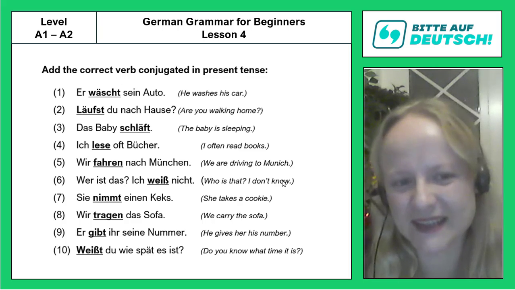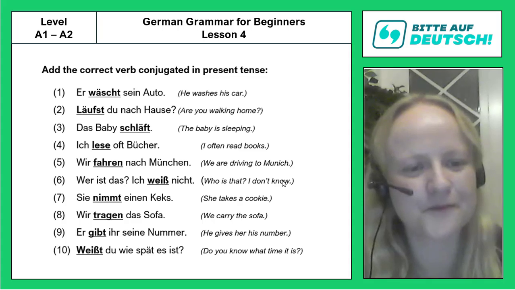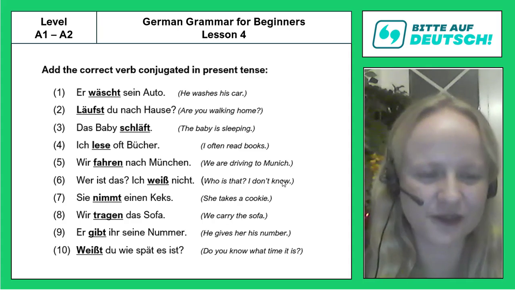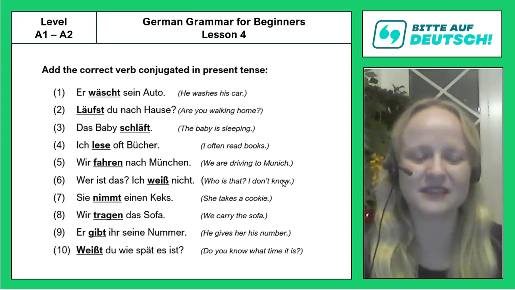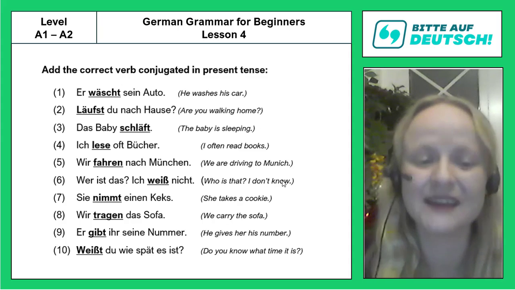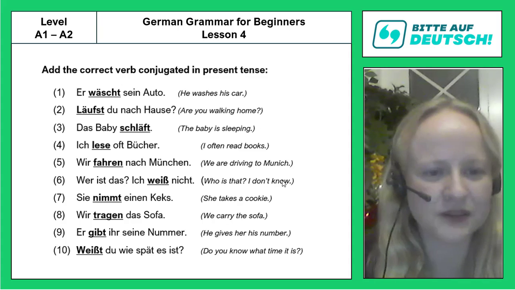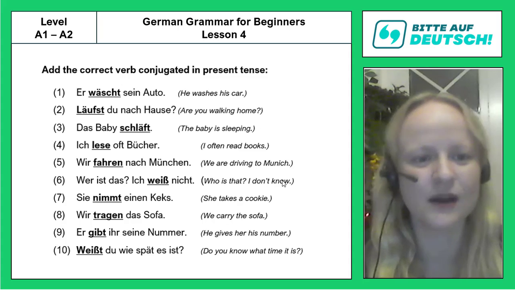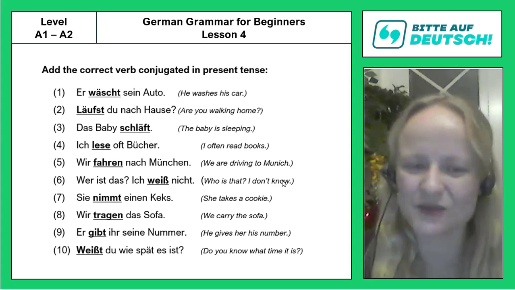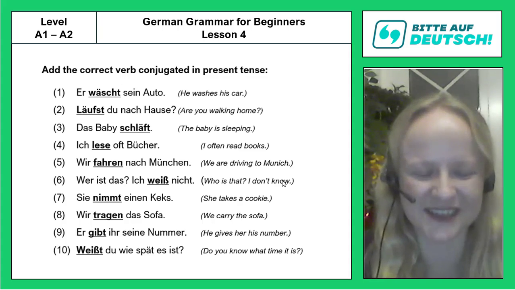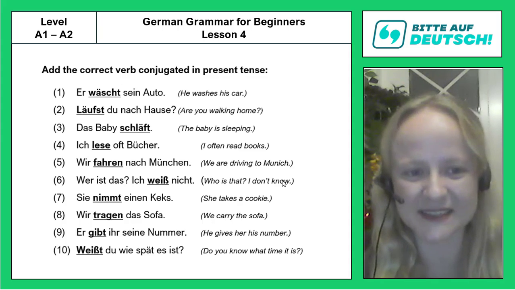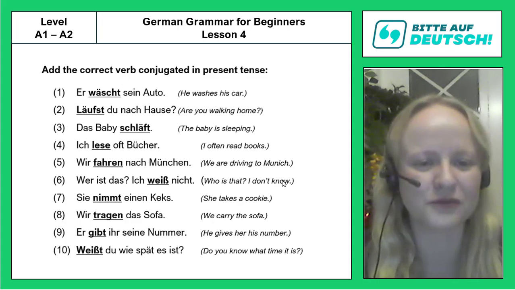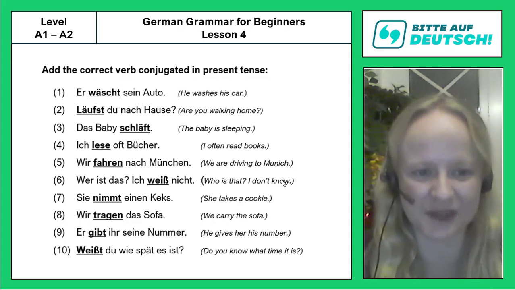Number 4. Ich lese oft Bücher. I often read books. So the infinitive of this verb is lesen, and because we're conjugating it for the first person singular, for the ich, for I, we do not have any stem change. That only occurs for you and he, she, it. Then lesen becomes liest, but conjugated for I, we get ich lese oft Bücher. No change in the stem, right?